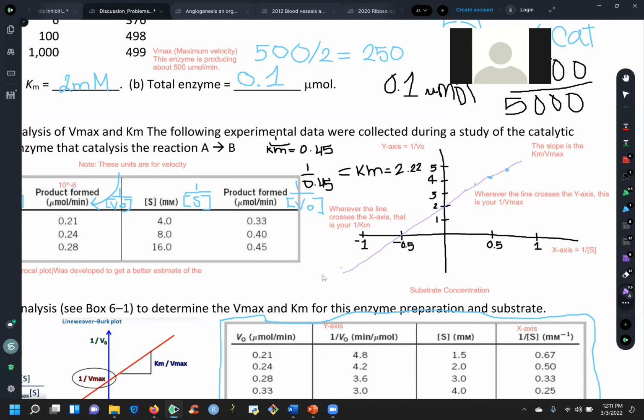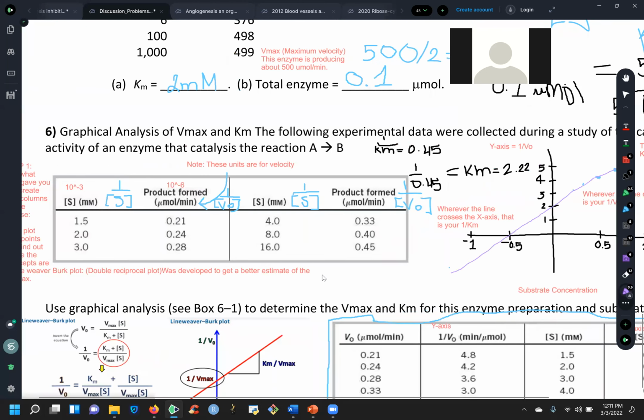That's the initial velocity. So this is the y-axis. So easy, right? Because we know what all this is. Okay, so here we have 1, 2, 3, 4, 5. And here on the left, they gave us some data. They said the substrate concentration is all this. The product formed is all this.